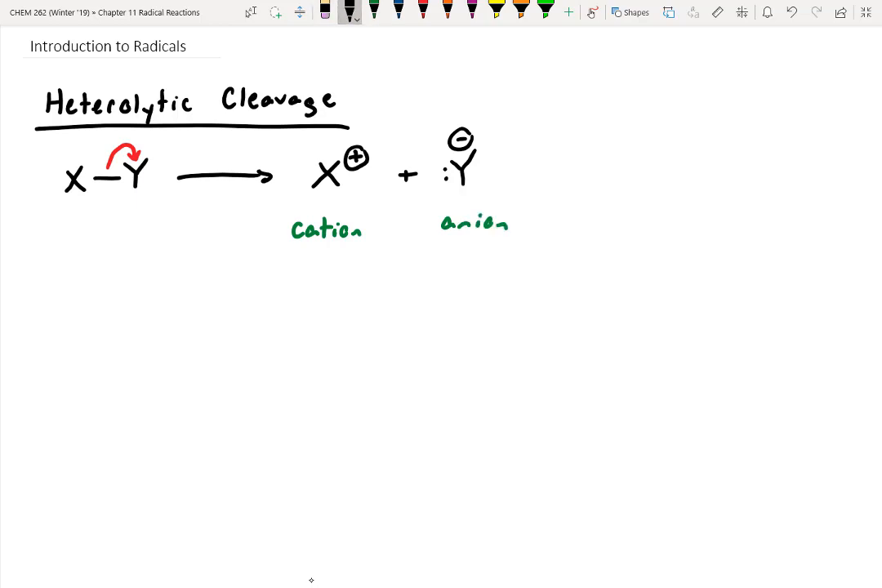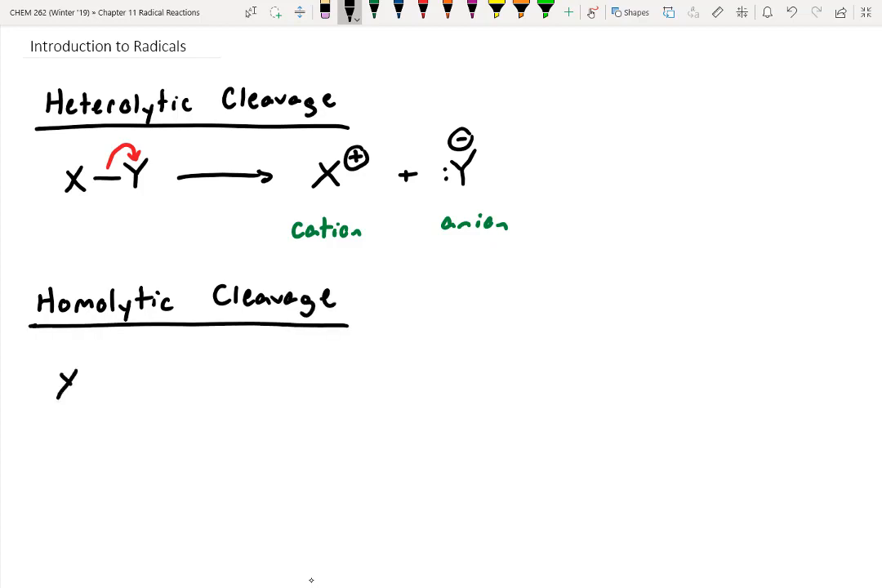All right. Conversely, we have something called homolytic cleavage. With homolytic cleavage, you could have the same two atoms covalently bonded together, but in this reaction, one electron from the covalent bond will get dumped onto Y, and then the other one will get dumped onto X. So you'll have X with a dot, meaning one electron, and then you'll have Y with a dot, meaning it has one electron. These technically don't have charges, right? They are neutral compounds. However, because they have unpaired electrons, we know they're reactive, and we'll call both of these radicals.